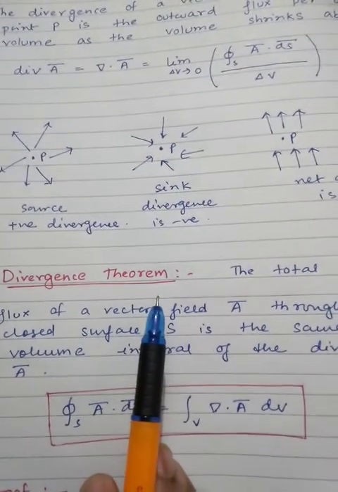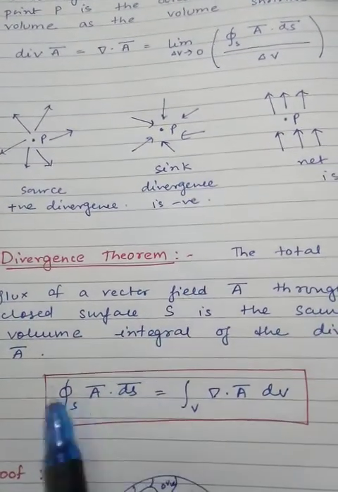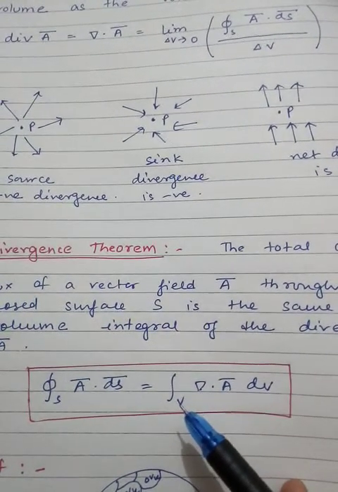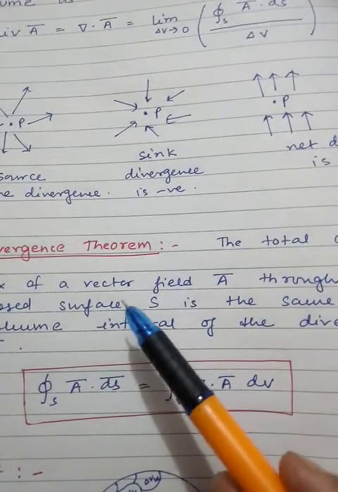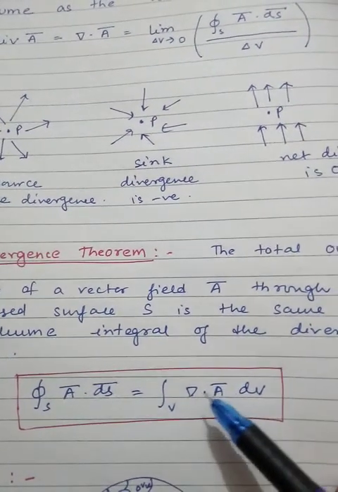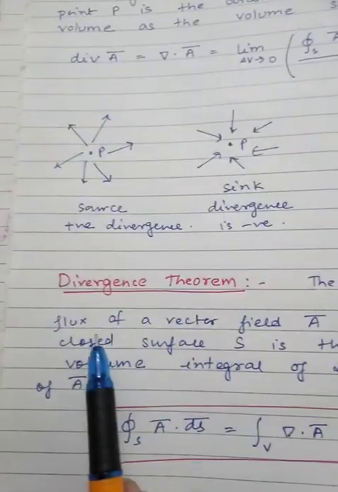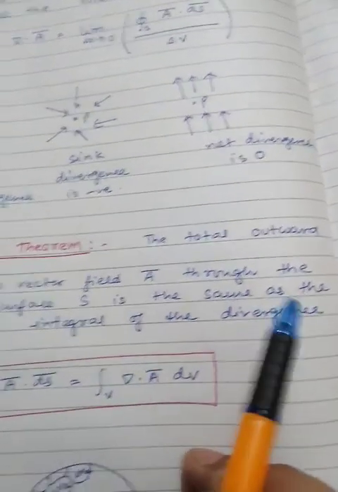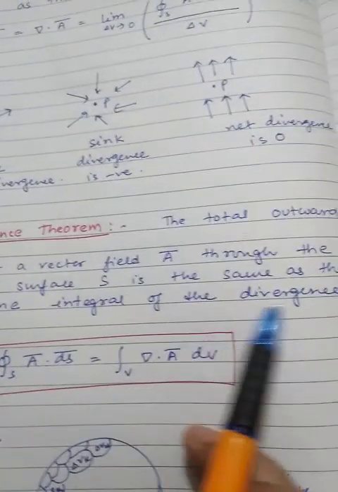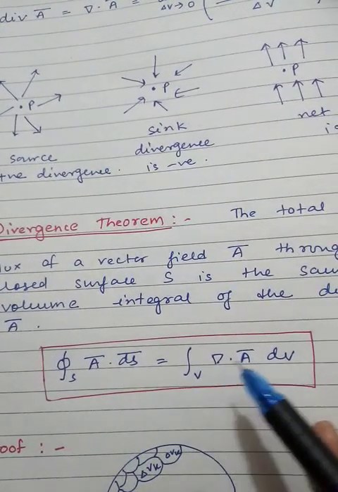Okay. Next point is divergence theorem. Now what is divergence theorem? Gauss-Ostrogradsky theorem it is also called. So divergence theorem relates the surface integral of a vector with the volume integral of the divergence of that vector. The total outward flux of a vector field A through the closed surface S is the same as the volume integral of the divergence of A. Means surface integral is equal to volume integral of the divergence of A.